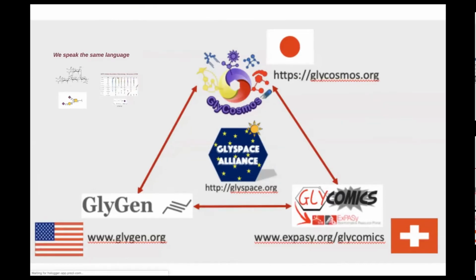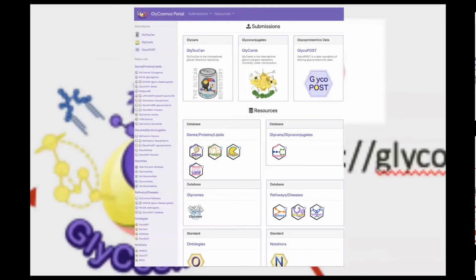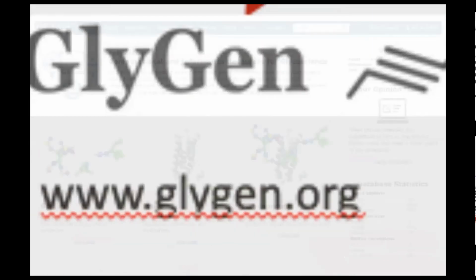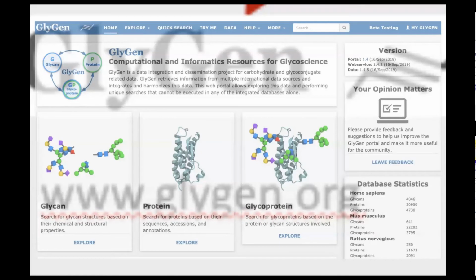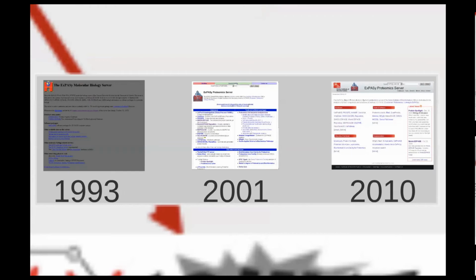So Kyoko will present her Glycosmos portal after this talk. Early this afternoon, at 1 p.m., the Glygen group is going to present their initiative. And I am going to briefly talk about our initiative on XPC. Since you are following a SIB training, you probably know that SIB has been doing a lot of bioinformatics for quite a while. We celebrated the 25th anniversary a few years ago. And XPC has been the web server and evolved with time.